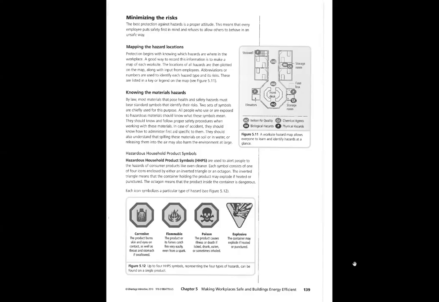Okay, HHPS, hazardous household product symbols. They're those symbols at the bottom of page 139, and they alert people to the hazards of consumer products. Those can be on any item in your house or at work that's hazardous. It has 4 different shapes of symbols. You can see the 4 shapes of symbols there.